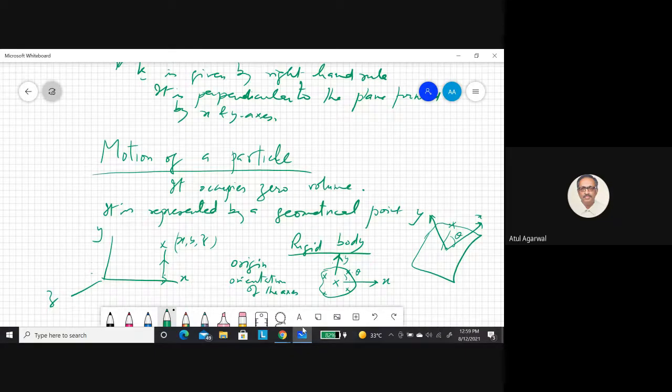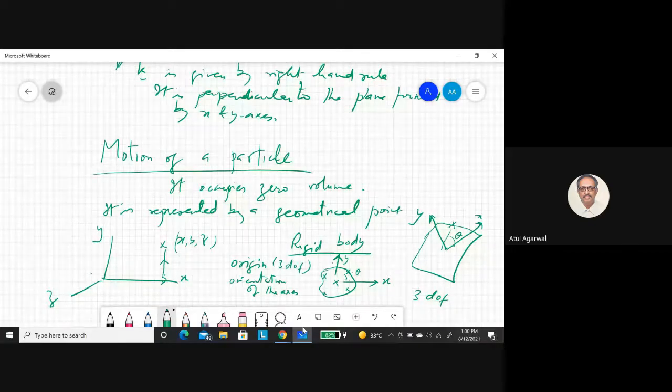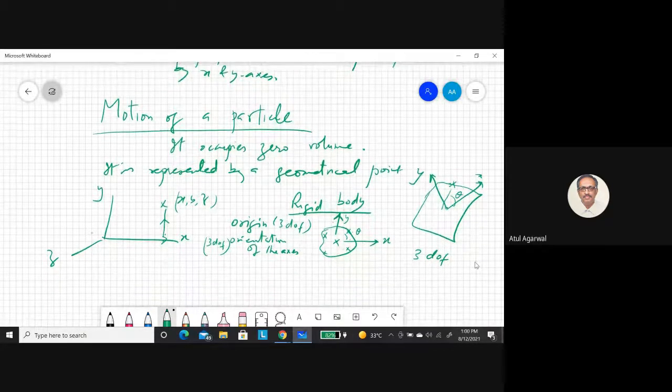Now these x, y, z axes have different orientations. You see, every coordinate system can be defined by 3 degrees of freedom for the orientation of the axes, and another 3 degrees of freedom for the origin. The origin has 3 degrees of freedom. This orientation also has 3 degrees of freedom. So overall a rigid body has 6 degrees of freedom. We'll discuss it again later on. The class is over for today.